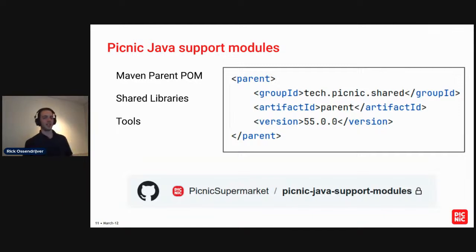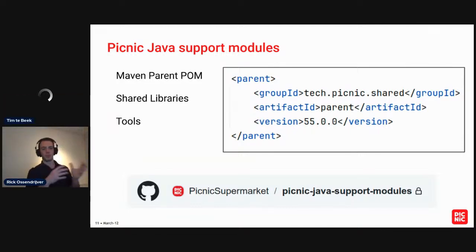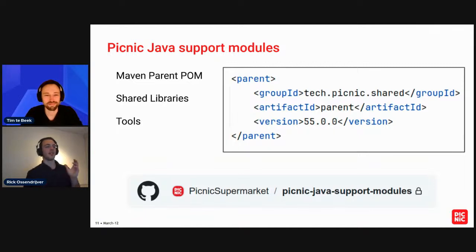Yeah, the idea is that every repository has to define a small piece of XML in their parent POM, in their root POM XML. And the idea is that they can add the example I showed on the slide. They only have to define the Picnic shared parent as their parent, and then they get all of this out of the box.